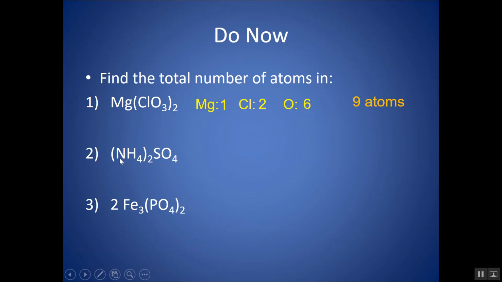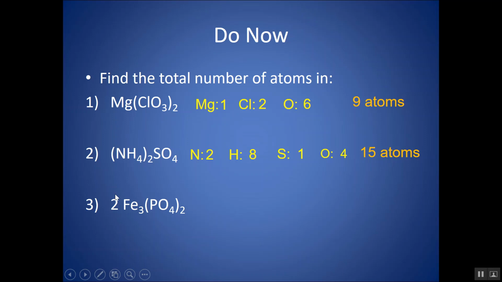Let's take a look at this one. So N is within parentheses, and it has a 2 outside, so that's being distributed to it. So 1 times 2, there's 2 nitrogens. Hydrogen has a 4 inside and a 2 outside, so 4 times 2 is 8 hydrogens. Sulfur is outside and only has a subscript of 1. Remember, if we don't see a subscript there, we are assuming it to be 1. So there's 1 sulfur. And there are 4 oxygens. And if I add 2 plus 8 plus 1 plus 4, there's a total of 15 atoms.